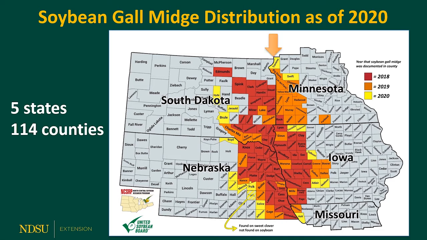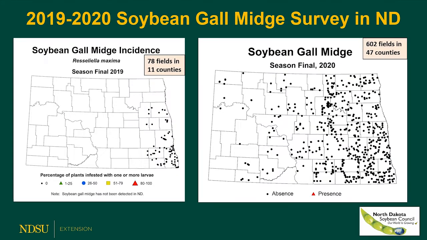Unfortunately, it is getting very close to North Dakota in the southeast corner in Richland County. So we need to be very aware of that and look for this pest. We have surveyed in 2019 and 2020 for soybean gall midge in soybean in North Dakota, thanks to funding from the North Dakota Soybean Council.